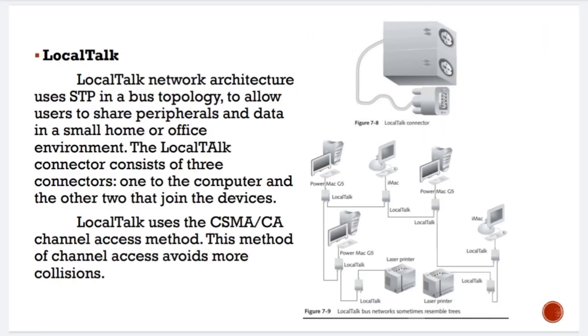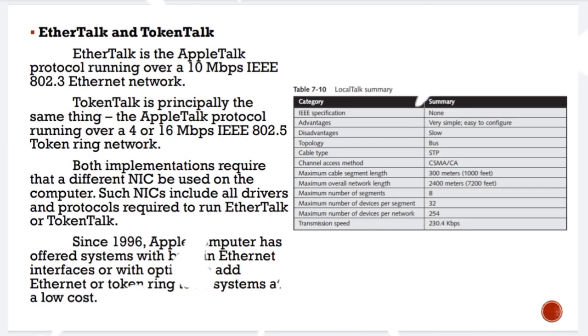LocalTalk. So the LocalTalk network architecture uses STP in a bus topology to allow users to share peripherals and data in a small home or office environment. The LocalTalk connector consists of 3 connectors, one to the computer and the other 2 that join the devices. LocalTalk uses the CSMA/CA channel access method. This method of channel access avoids more collisions.